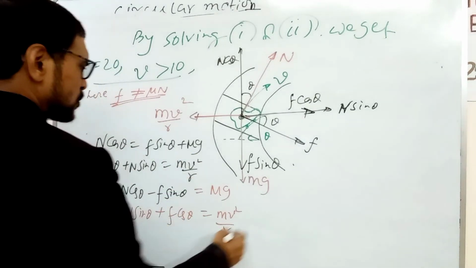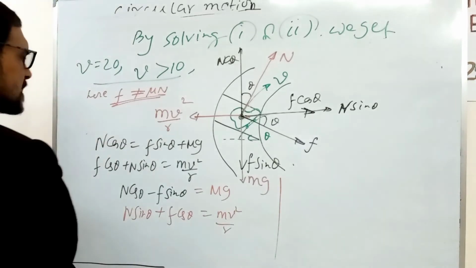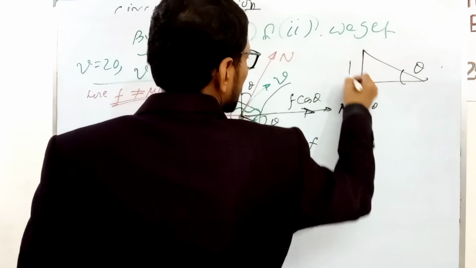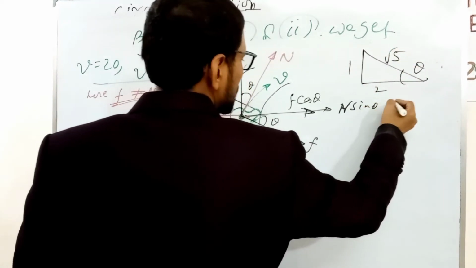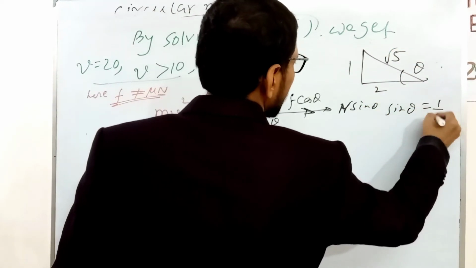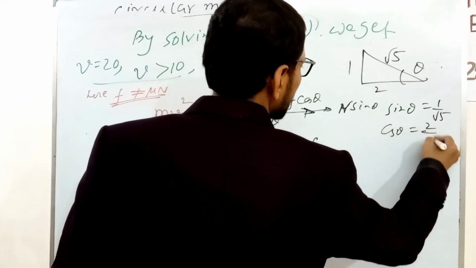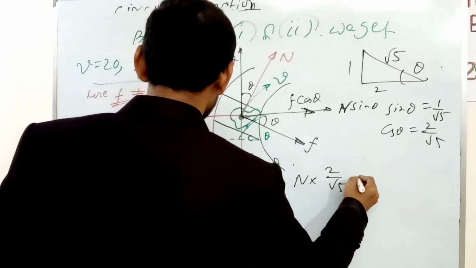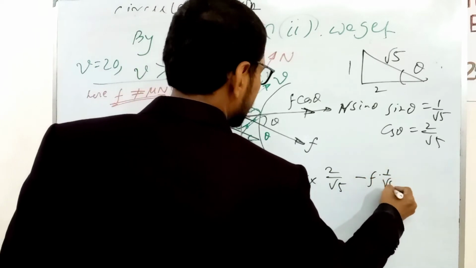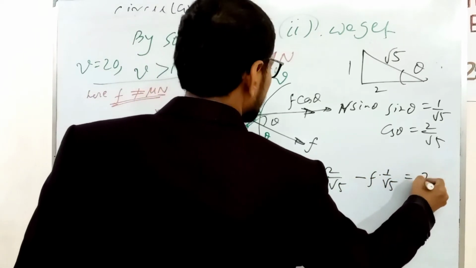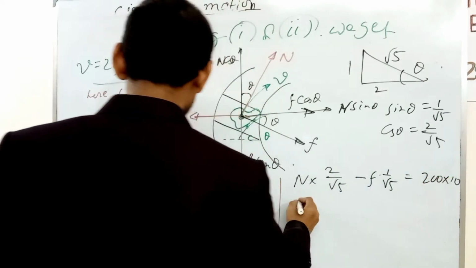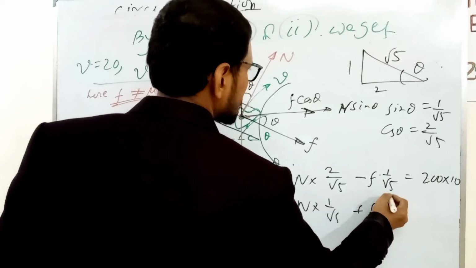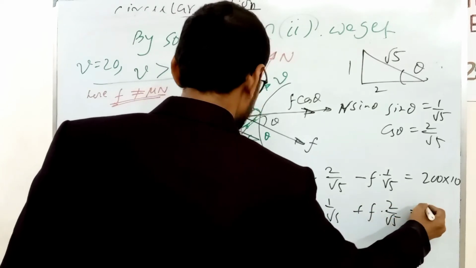So now put cos theta and sin theta. tan theta equal to half, so 1 by 2 root over 5. So sin theta equal to 1 by root over 5 and cos theta equal to 2 by root over 5. Put here: n cos theta, 2 by root over 5, minus f sin theta, 1 by root over 5, equal to mg, mass equal to 200 kg, 200 into 10, and n sin theta, n 1 by root over 5 plus f cos theta, 2 by root over 5, equal to mv square by r.